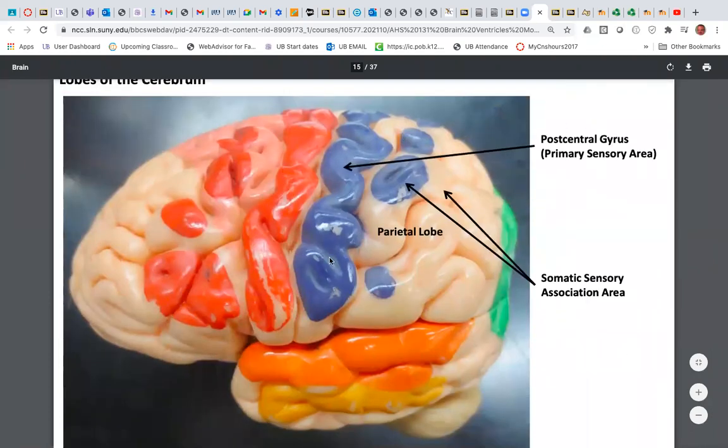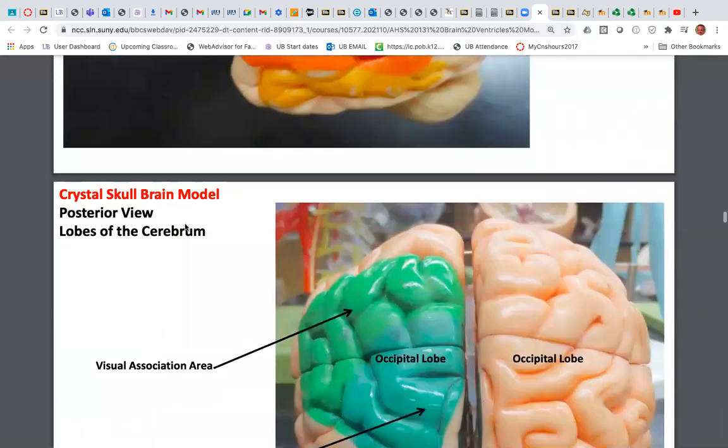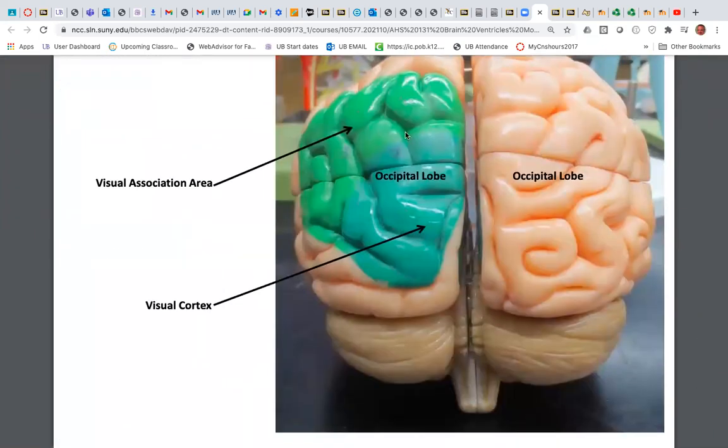Post-central gyrus, which is this primary sensory area. Again, here's your temporal lobe, occipital lobe, frontal lobe. This is your parietal lobe. Post-central gyrus is part of the parietal lobe. Pre-central gyrus, part of the frontal lobe. Here's the back. This is the occipital lobe, and we said this is the visual cortex.